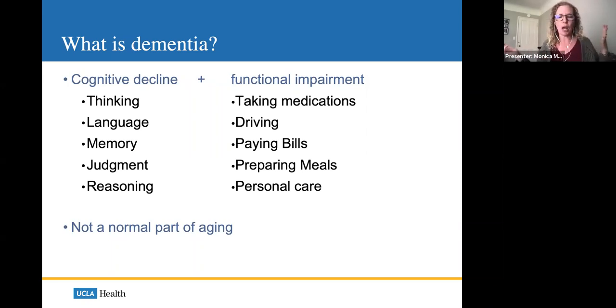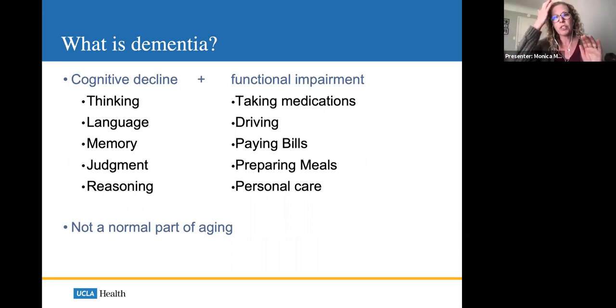Like, well, I'm still able to drive. Yes, you're still able to drive. They still have the ability to drive. They're just not doing it safely, and there is an impairment causing that. So it has to be both of these. You can't just have language problems that don't affect your day-to-day life and call it dementia.